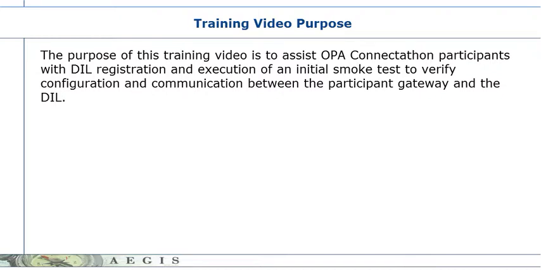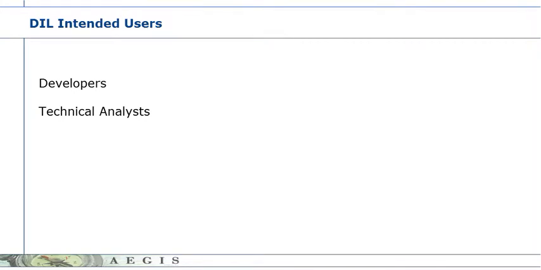The Developers Integration Lab, or the DIL, is an open source tool developed and supported by AEGIS.net for the purpose of testing interoperability among various healthcare systems. The DIL utilizes the most up-to-date standards and rules for interoperability to ensure that various gateways can communicate healthcare information with one another. Please note that the DIL is intended for use by developers and technical analysts.